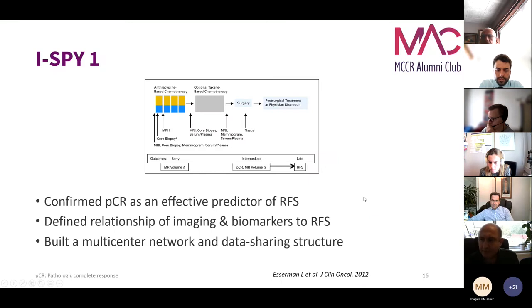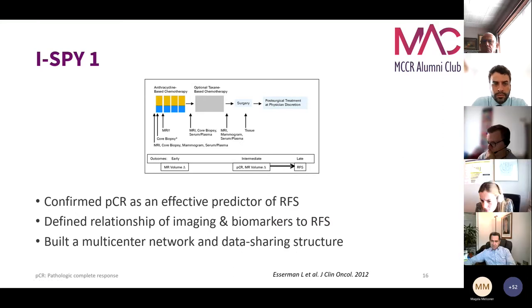So first they had to set grounds for it to get the phase two study. They did the phase one as a proof of concept. They proved that the pathological complete response, this is breast cancer, remember, is an effective predictor of the relapse-free survival. And they had a very good definition of imaging and biomarkers they would be testing. And they built a huge network, which was also mentioned by my colleague before my talk, that it's important to have a strong network in order to get where you want.